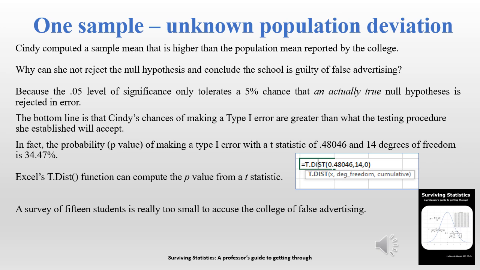Now, if you ever want to compute a p-value from a t-stat, Excel has a function. Excel's function, the t.dist function, you just pop in the t-stat that you've computed with the degrees of freedom, and it will then give you the probability of making a type 1 error, or the p-value for that t-stat.